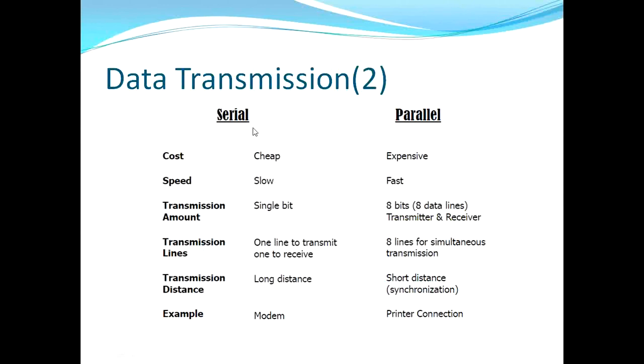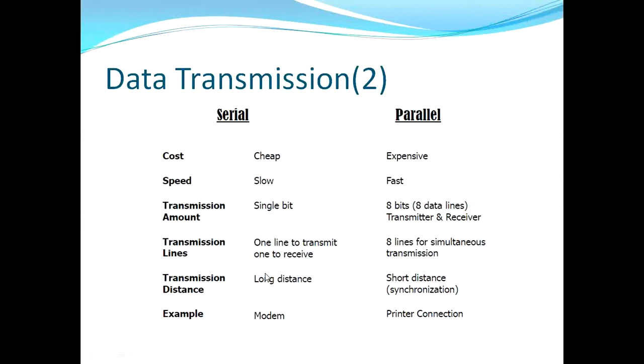Now there is a comparison between serial and parallel communication. Cost-wise, serial is cheaper, parallel is expensive. Speed is slower for serial because at a time only one bit is transmitted and received. In parallel, all bits are transmitted at a time, so it is a fast communication. Serial has one line to transmit and one line to receive. Parallel has 8 lines for simultaneous transmission and 8 lines for simultaneous reception.